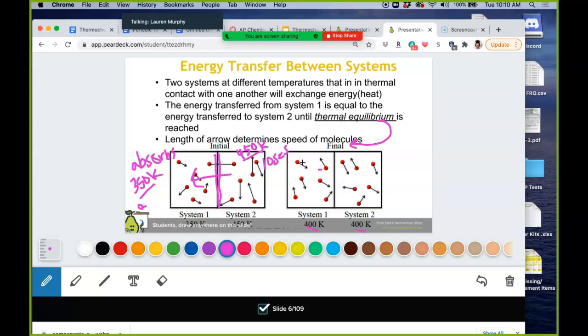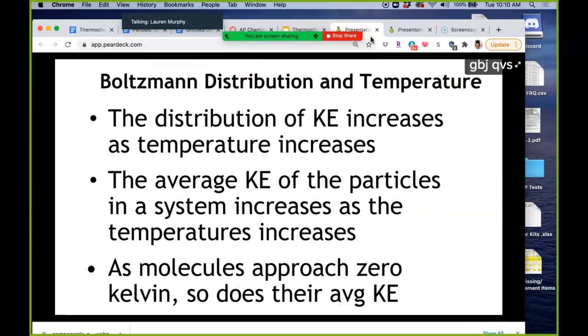So again, the arrows are these little vectors that represent speed. They look all the same here. Now they're moving about the same speed because they're now about the same temperature. They were able to transfer their heat from the hotter system to the cooler system, okay, until they reached an equilibrium temperature.